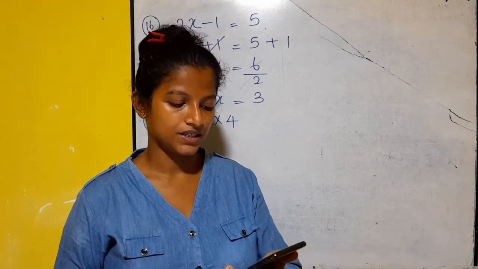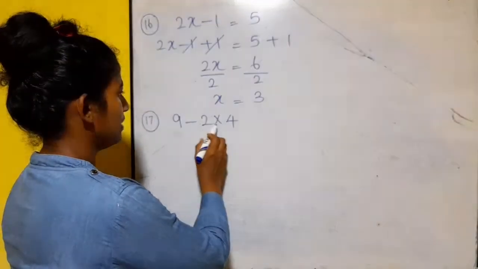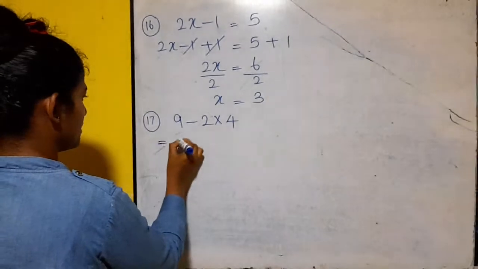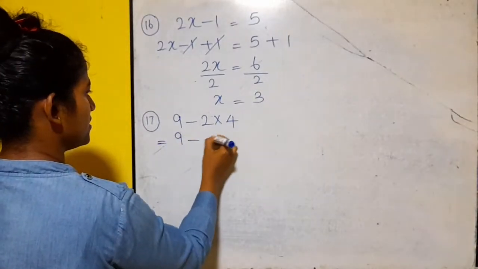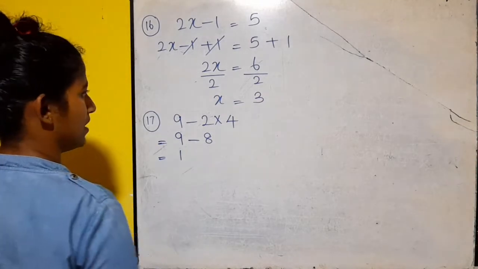Question number 17. Simplify. 9 minus 2 into 4. The first operation that you have to perform here is the multiplication. So 9 minus 8. Then the subtraction. 1 is the answer here.